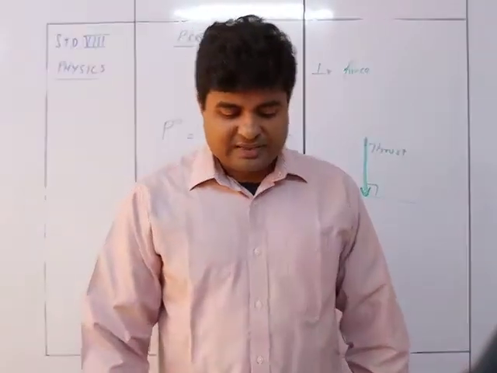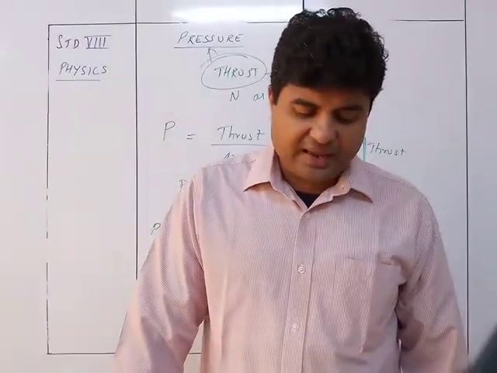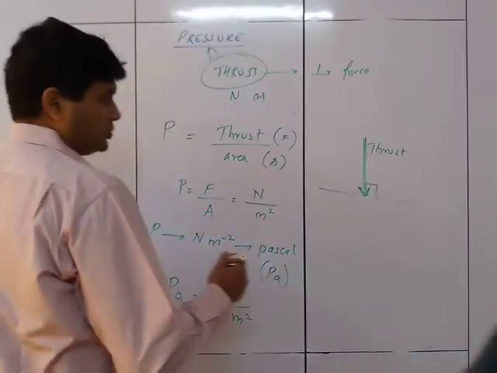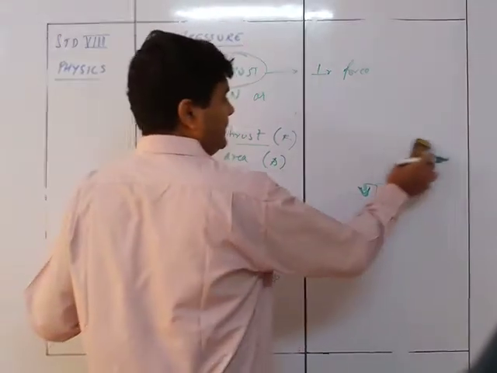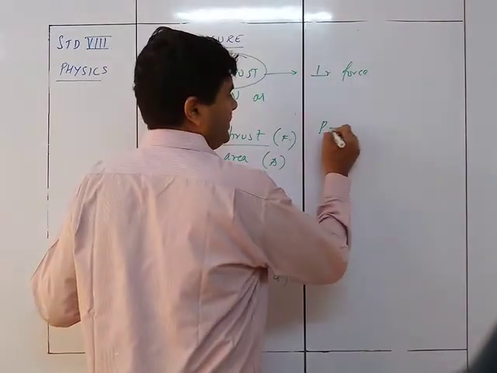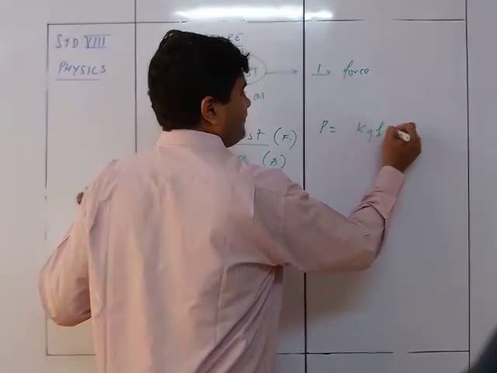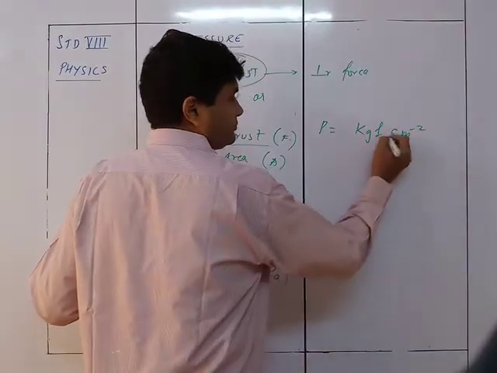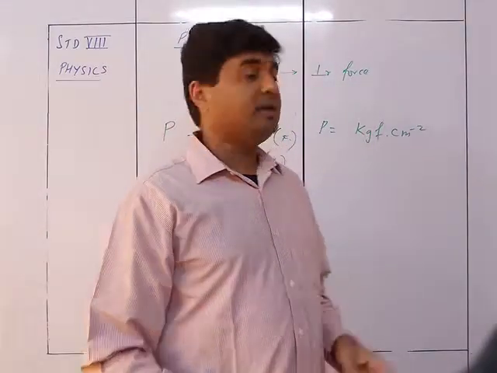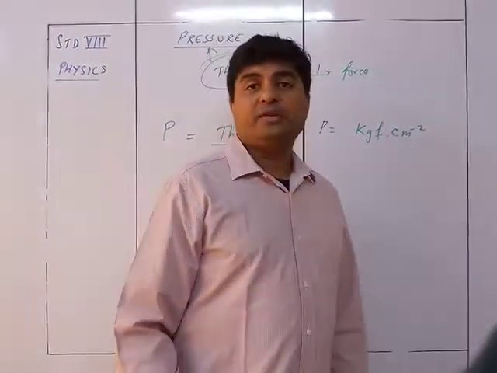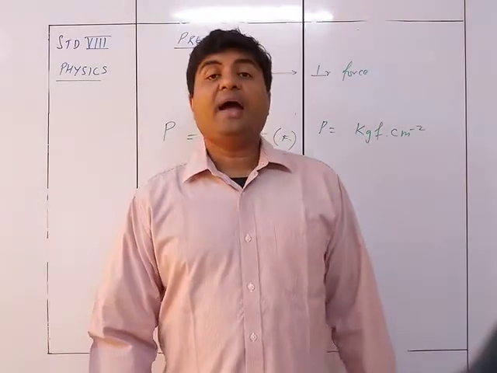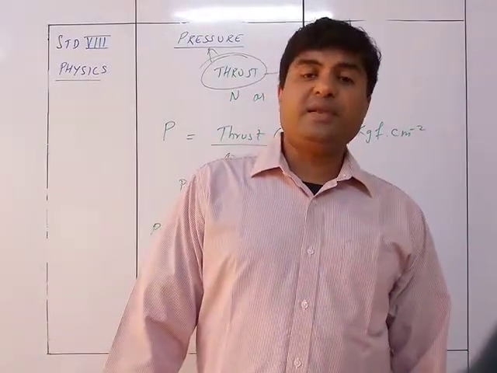Now, if the thrust is measured in kgf and area in centimeter square, then the pressure is expressed in the units kgf per centimeter square. So kgf per centimeter square will be the unit if the force or thrust is measured in kgf and the area is measured in centimeter square.